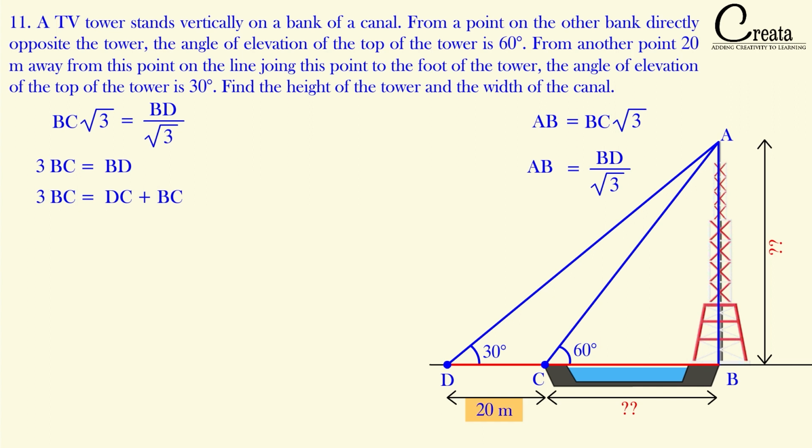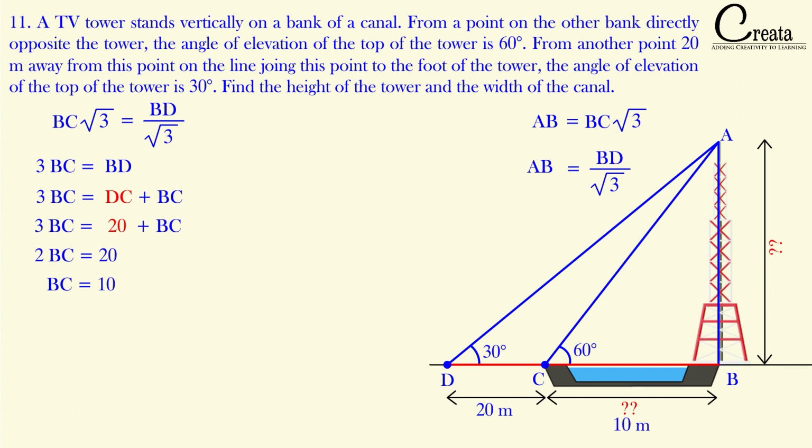And DC is given as 20 meter in the question. So we got 3BC is equal to BC plus 20. The only variable in this equation is BC. So let's solve for BC. On solving, we got BC as 10 meter. And what is BC? BC is the width of the canal.